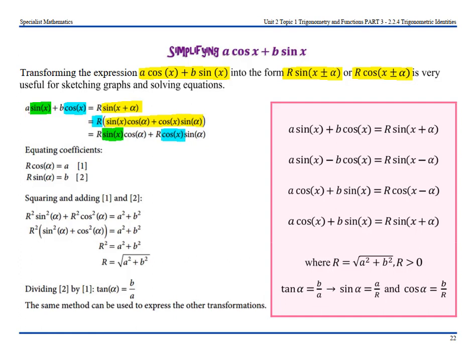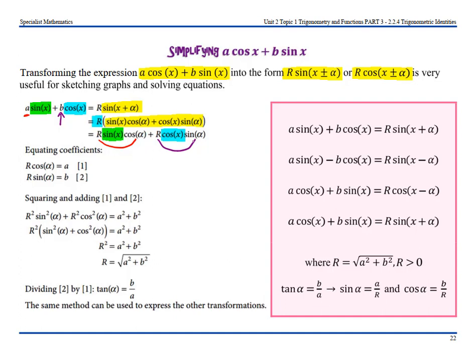In front of the sine of x, we have a, and with the sine x on the right-hand side, we have r cos alpha. So that means a has to equal r cos alpha. Looking at our other term, our b cos of x, now our b has to equal r sine alpha. So now we have two equations: r cos alpha equals a and r sine alpha equals b.